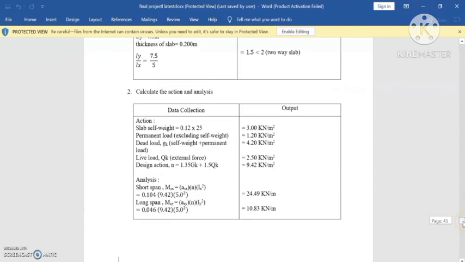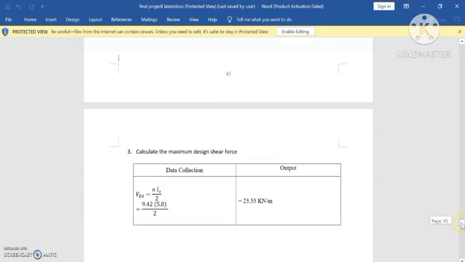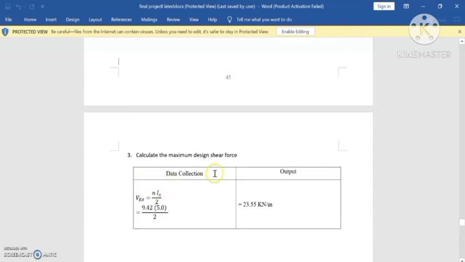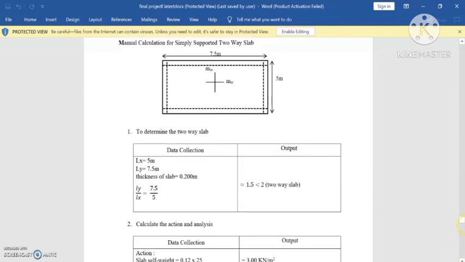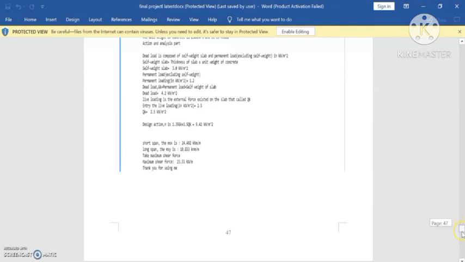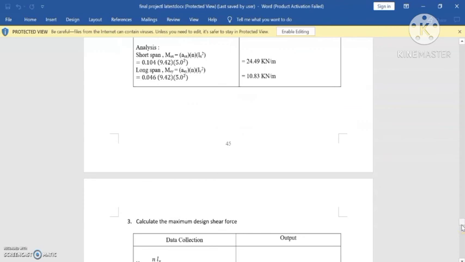Those two forces produce the shear force and bending moment. But for the shear force, we just calculate the maximum one, so we take nLs over 2. This is the maximum of the shear force in the two-way span. Okay, and this coding is to prove whether it is correct or not. We know that the answer is totally correct. That's all. Now I want to pass to my group mate.